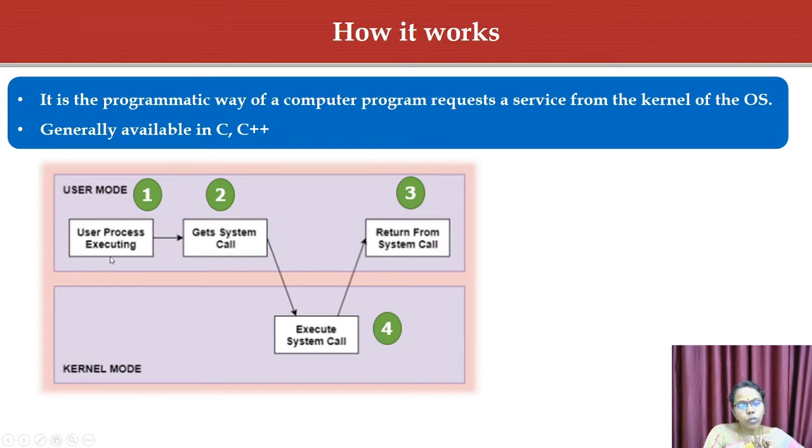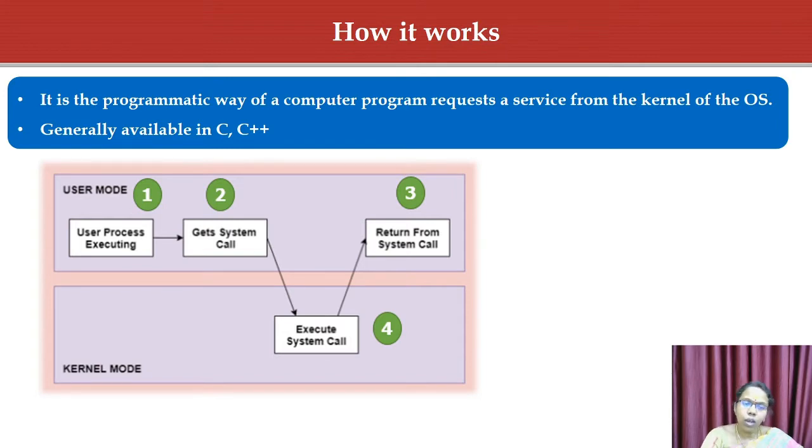So a user process is executing. Suppose it needs some memory storage, or it needs some IO device to get the input, or it needs to print the message. So it makes a system call. So the system call switches the user mode to the kernel mode. The switch over happens, user mode switches over to kernel mode. This is called context switching.